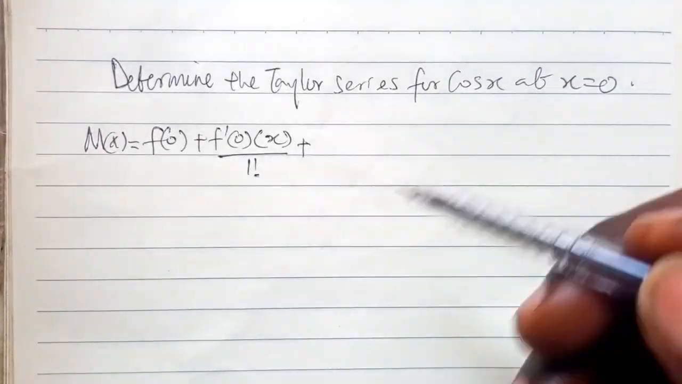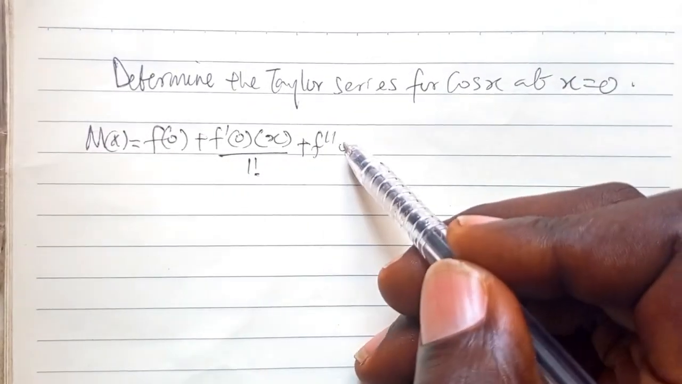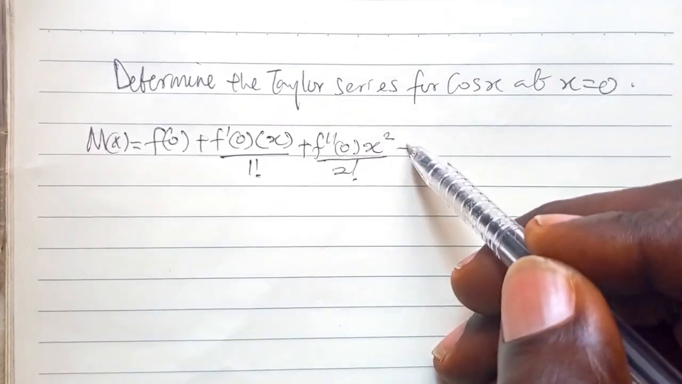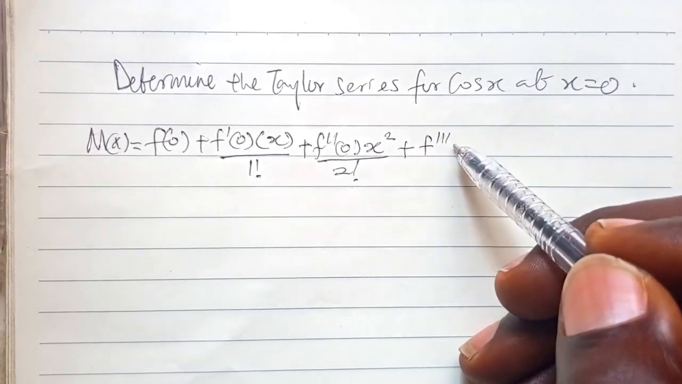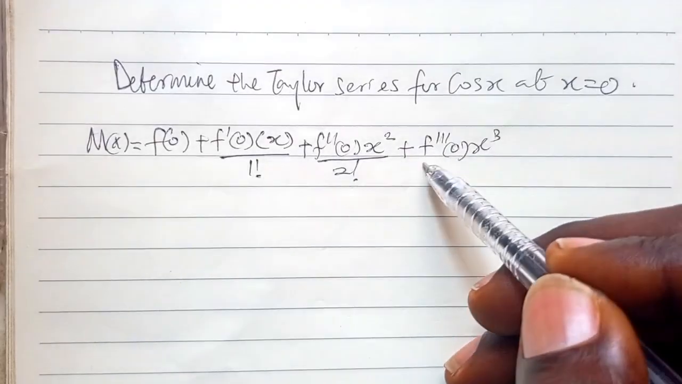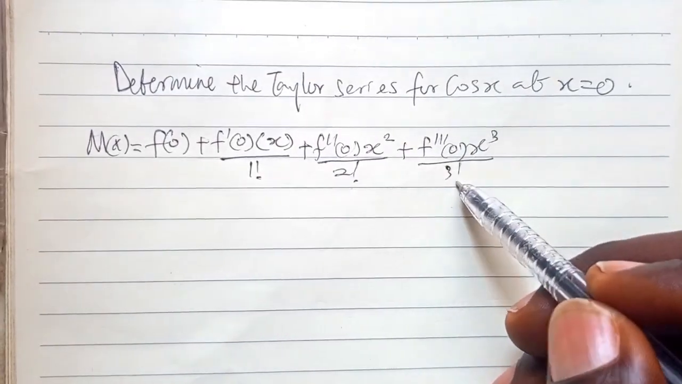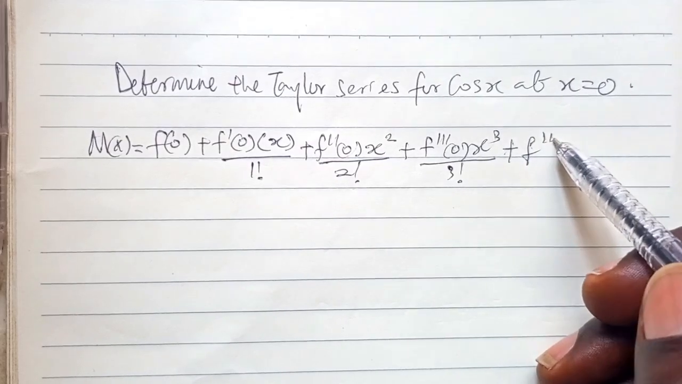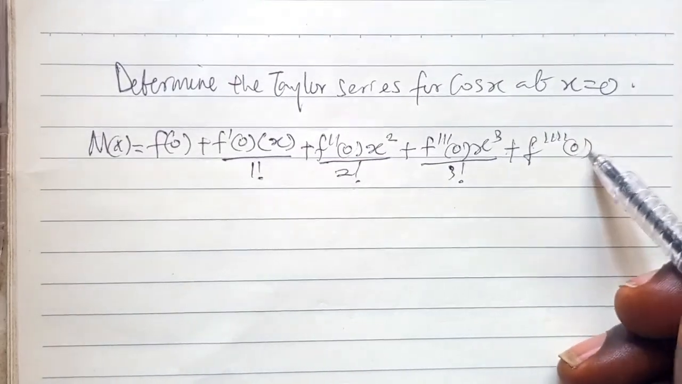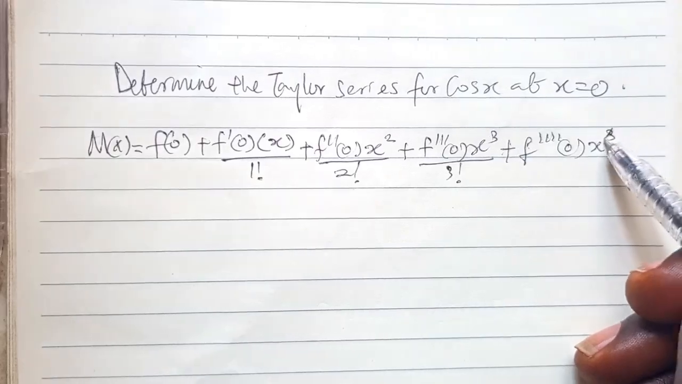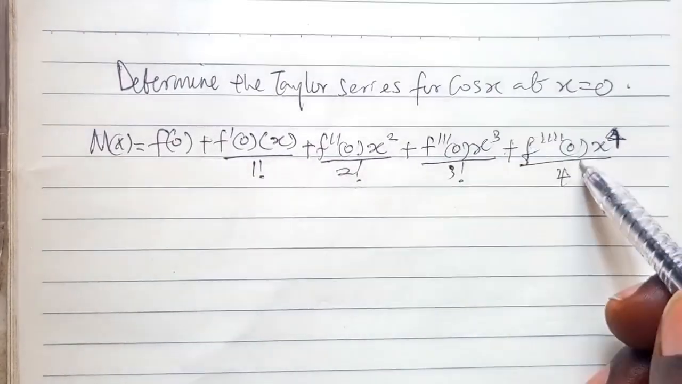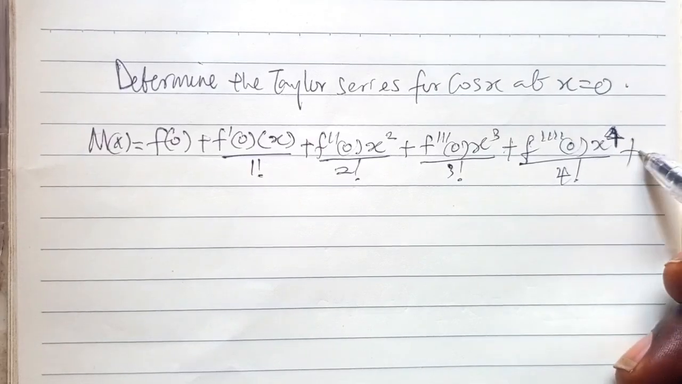Plus you're going to have f double prime of 0, x squared over 2 factorial. You're going to have 3 primes now. Then the last one, let me just make it 4. You can also do it to 5, but 4 is okay. Now plus, and so on like that.